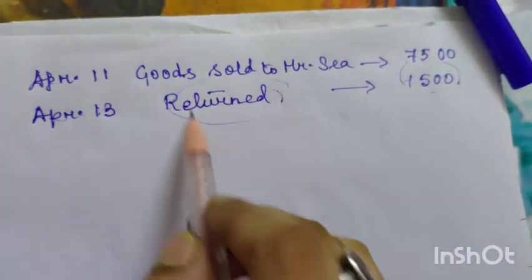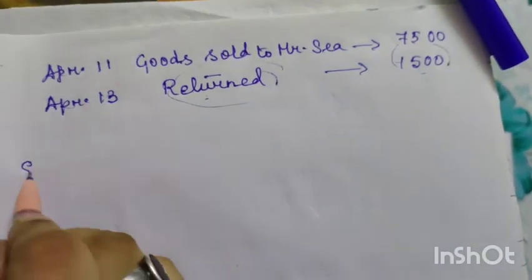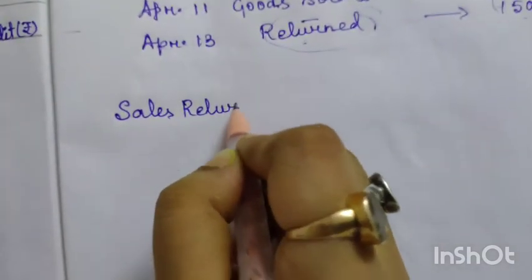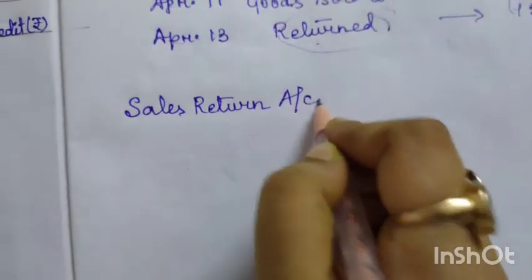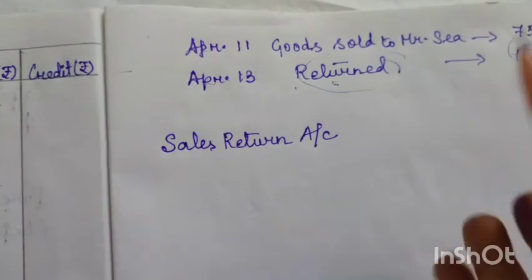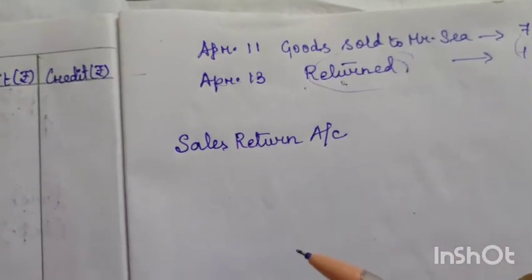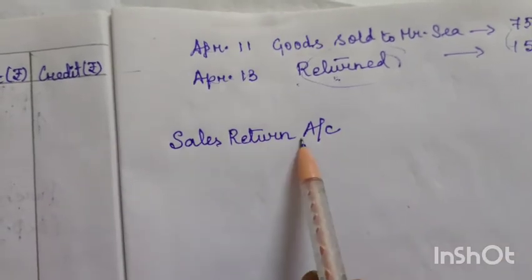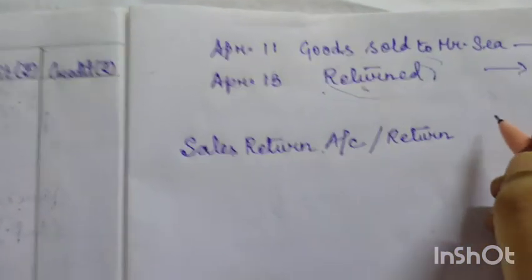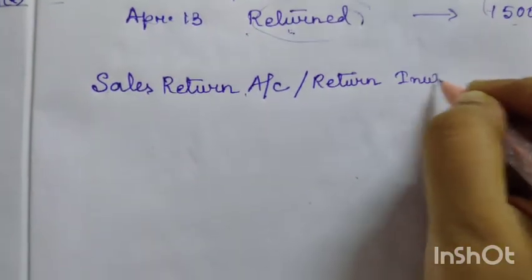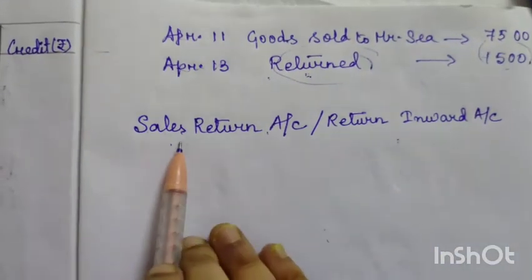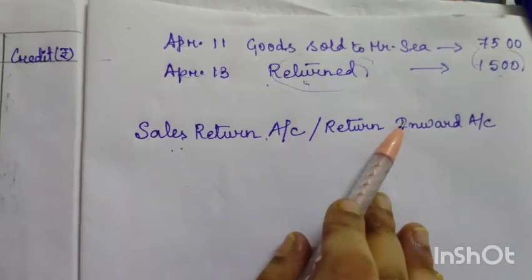So for return, we need to open sales return account. Okay. So whenever there will be return of goods in case of sales, means whenever we will sell goods and the customer will return back the goods, that time we need to open sales return account, or we can call it return inward account. Any one of these we can call it. Okay, either sales return account or return inward account.